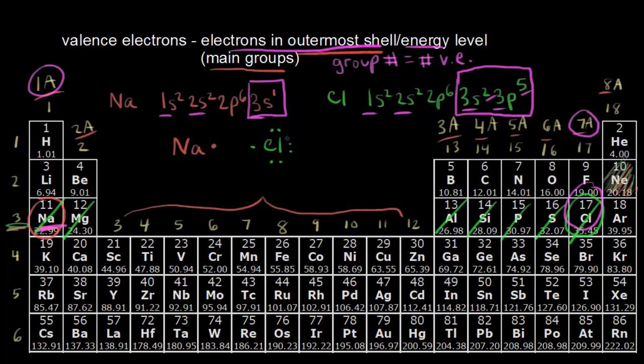The reason I picked sodium and chlorine is, of course, because sodium and chlorine will react together to form sodium chloride. Let's analyze what happens using our electron configurations. Sodium is going to lose 1 electron. A neutral atom of sodium has equal numbers of protons and electrons. But sodium is going to lose its 1 valence electron, and I can show its 1 valence electron actually moving over here to the chlorine.